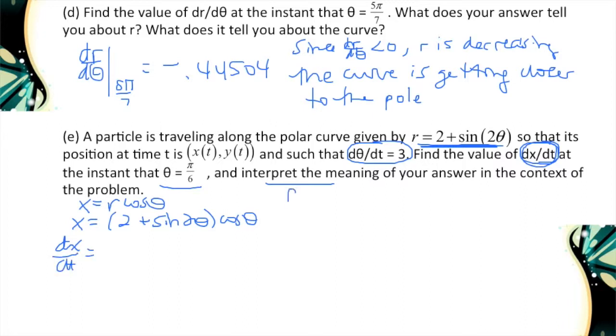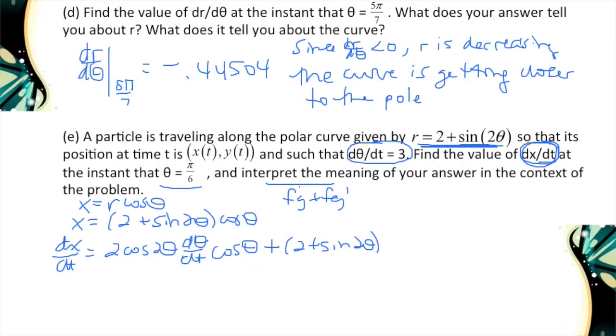Now this is a product, so we've got to do f'g plus fg', first things first, second things second. Alright, so the derivative of f, which is this first function, the derivative of 2 would be 0. The derivative of sine 2 theta would be 2 cosine 2 theta. And I just took the derivative of something that wasn't a t, so I tag it with d theta/dt. Then I copy paste the second piece, which is cosine, plus. Now I copy paste the first piece, which is 2 plus sine 2 theta. And now I take the derivative of the second piece, which is cosine. The derivative of cosine is negative sine. And I just took the derivative of something that wasn't a t, so I tag it d theta/dt.